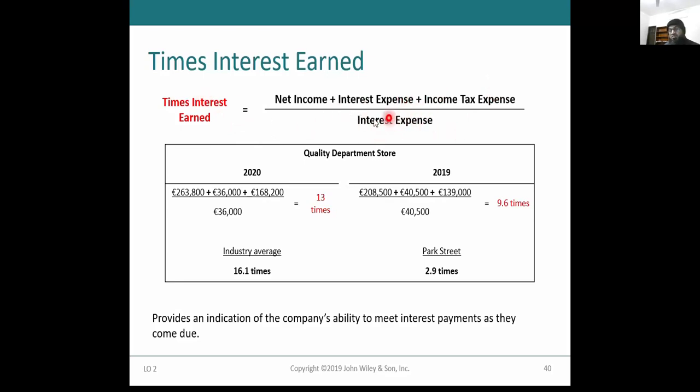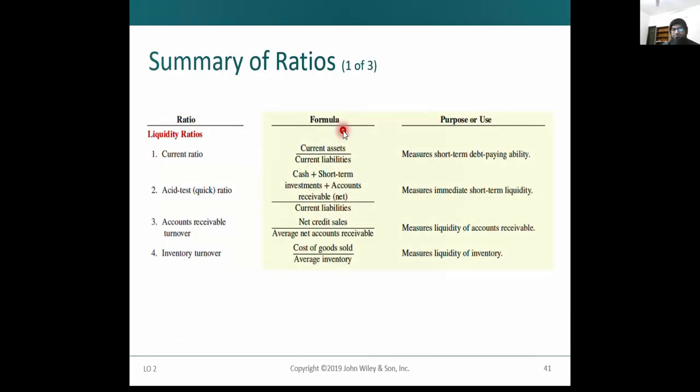So is this amount sufficient to pay interest? If this ratio is 1, it means we are earning just an amount sufficient to pay interest, right? If this is 2, it means yes, we can pay interest. We had been paying interest, but we are earning more than that. Over here it is 9.6 times, it is 13 times. So the higher the ratio, the safer the company, the more solvent the company is.